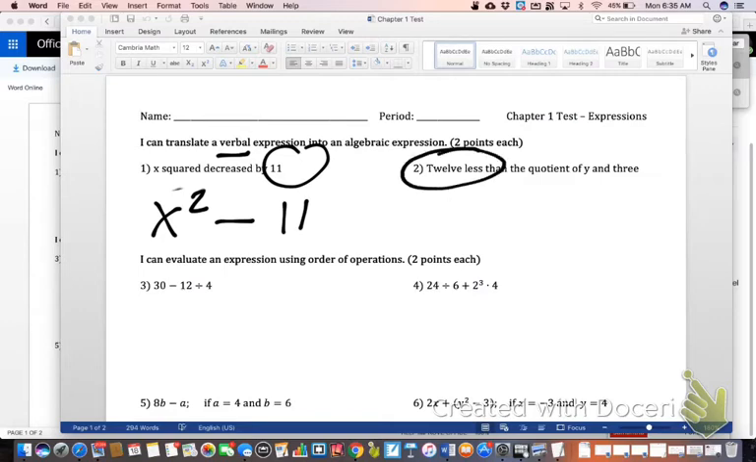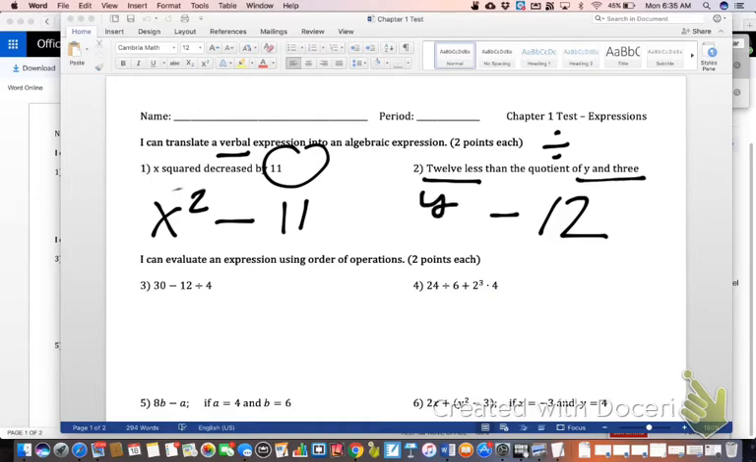Number 2 says 12 less than. Remember from our warm-ups that if you have a number and it says less than, that means you're going to be subtracting that number from something else. Quotient means division. Y and 3. So I'm going to divide y and 3. And remember, I'm not using that baby division symbol anymore. So I'm using a fraction. So the quotient of y and 3 is y divided by 3. And then 12 less than means I'm going to subtract 12 from it.